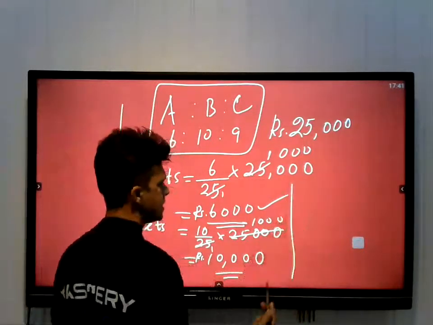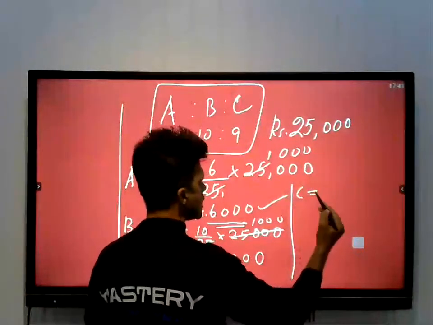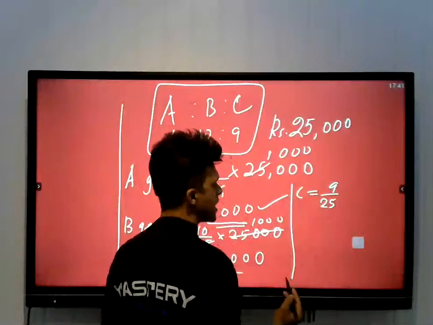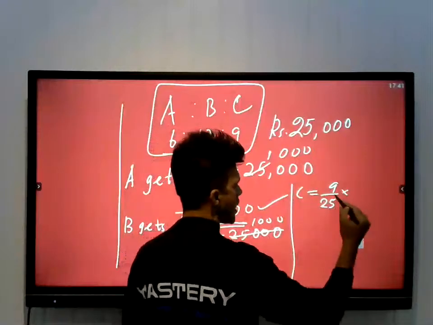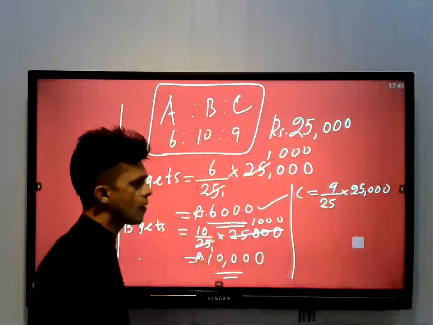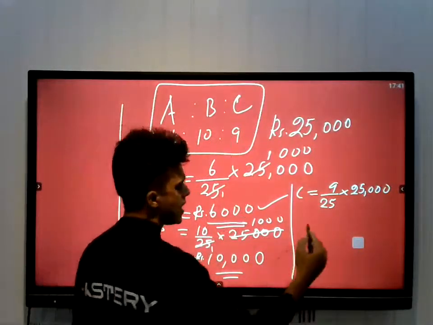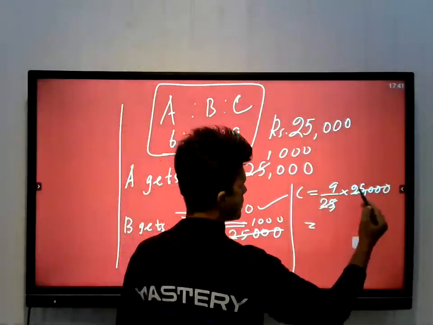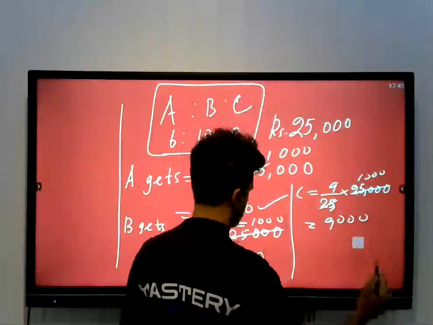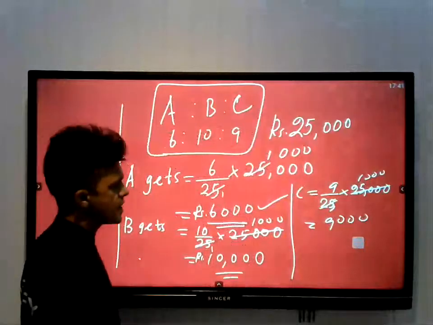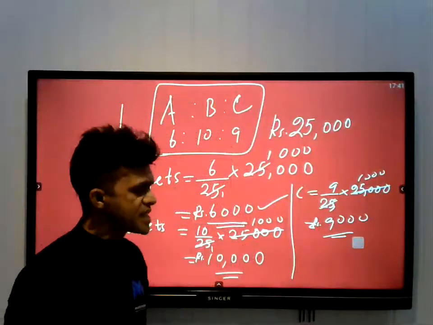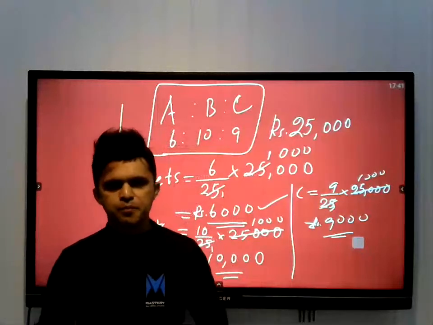I'll write this here. C as well. You know that if it is divided 25 rupees, then C gets 9 rupees. So 9 over 25 into 25,000 rupees. We could simplify that: 1 time 1,000 times 9, which is 9,000. So 9,000 rupees is taken by C as the interest.